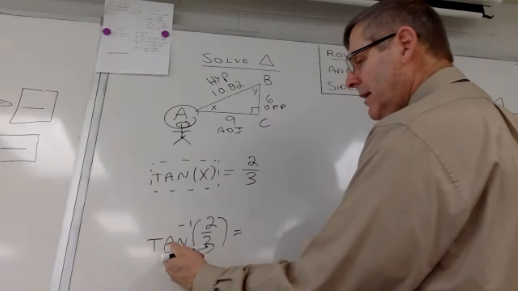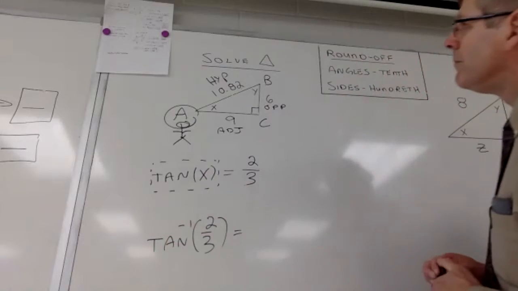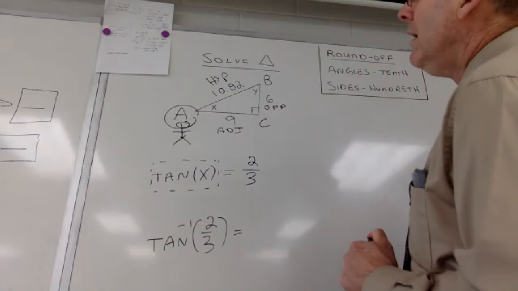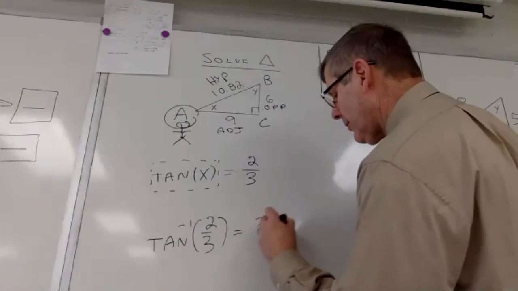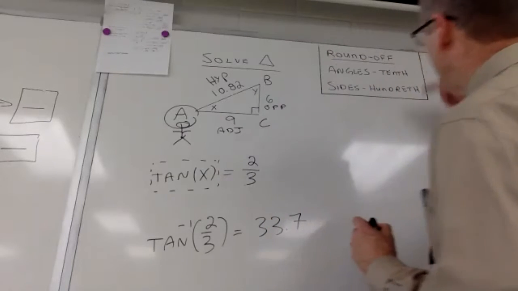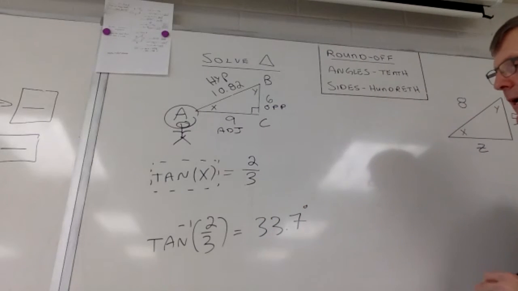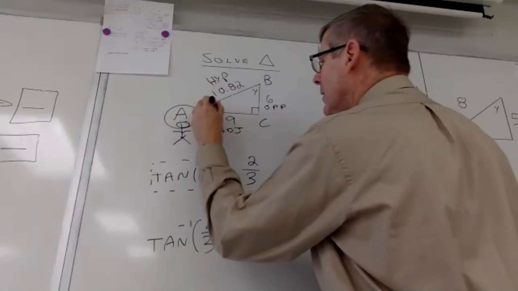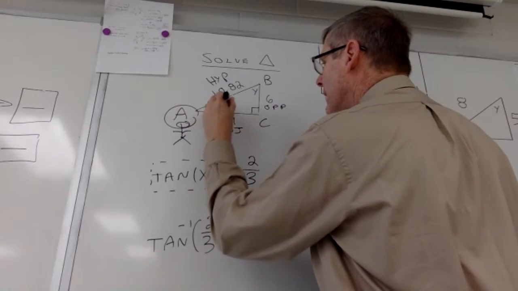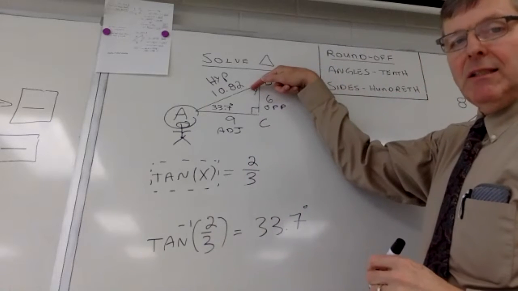So go ahead and take the inverse tangent of 2 divided by 3. And what do you get? 33.690. So 33.7, if we round off to the nearest tenth, that would be 33.7 degrees, right? So this angle is 33.7 degrees, which means this angle now is easy to get.